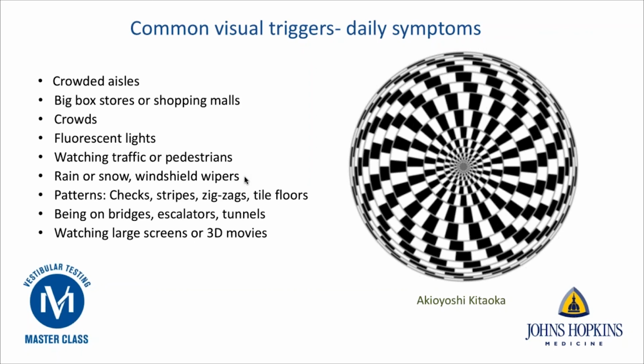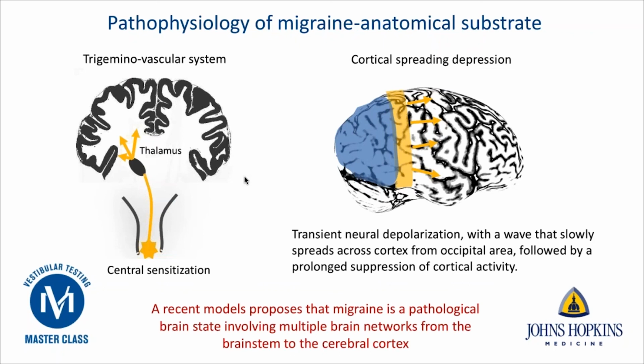In terms of visual triggers, important ones are crowded aisles, big box stores, crowds, fluorescent lights, watching traffic or pedestrians, windshield wipers, looking at stripes, zigzags, and tile floors, being on bridges, escalators, and tunnels, or looking at 3D movies or large screens. These are common complaints from patients.